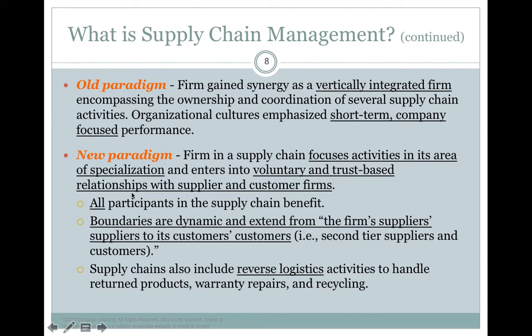Then you need to have a trust-based and voluntary relationship with suppliers and your customers. In the new paradigm, you need to make sure all participants in the supply chain benefit. So you don't focus only on your own profit, but you also want to help the participants in the supply chain be successful. Okay. So the boundaries are dynamic. In the past, we just focused on our direct suppliers and customers. Now we want to extend the boundary to suppliers' suppliers and customers' customers, so we have a bigger picture of the supply chain, from suppliers to customers. Also, we include reverse logistics. Okay, so now this is the whole picture for supply chain management.